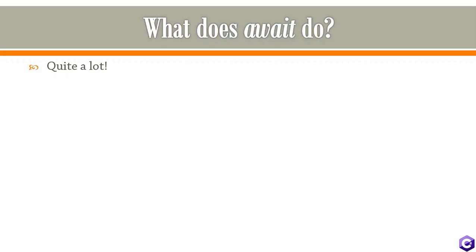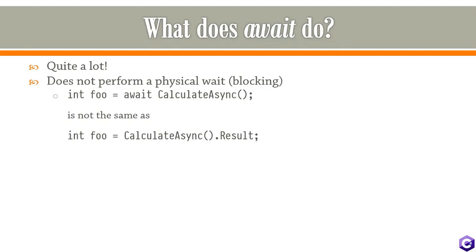So we're mostly interested in the await keyword because that's actually the thing that does quite a bit of work. So what does await do? Well, first of all, you have to realize that the await keyword does not perform a physical wait. So a typical wait is when you call something and you wait on the result, like a thread, for example. So calling, for example, await calculate async is not the same as calling calculate async, which gives you a task, and then waiting on that task result. That's absolutely not what it does. And you should not think of await as any kind of, let's just wait for this to complete.